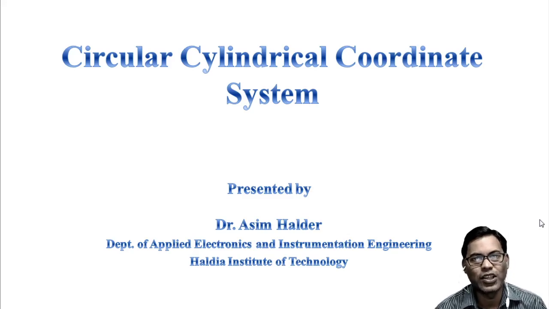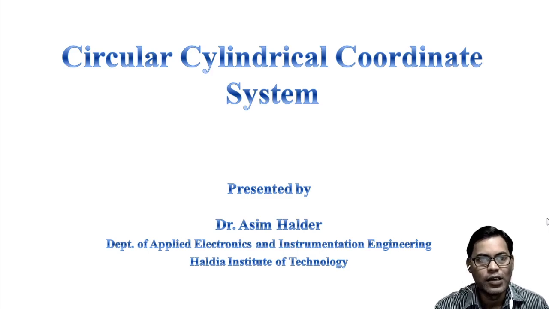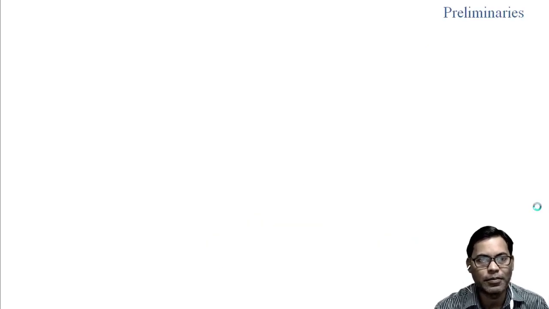In the last lecture, we have seen the Cartesian coordinate system. Now, in this lecture, we are going to see the cylindrical coordinate system and its relationship with the Cartesian coordinate system. So, let us start the cylindrical coordinate system.